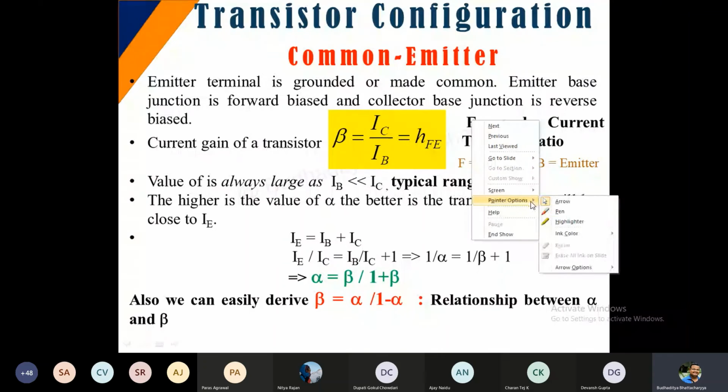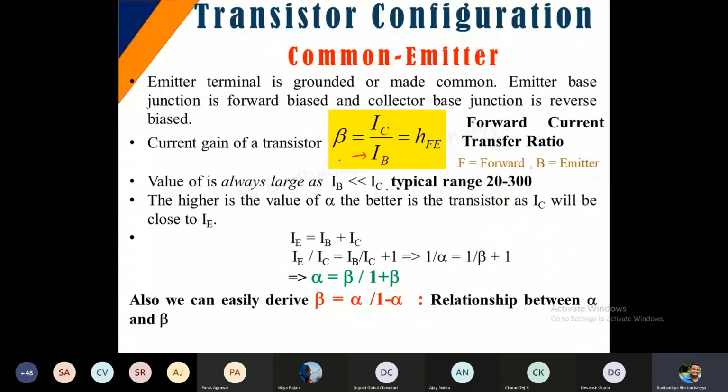So again, the same rule applies. Based on the circuit, the input is this and the output is this. We take the ratio of output current to input current and we get the current gain under a common emitter configuration. That's the only catch. If it is a common base configuration, you have to choose alpha. If it is a common emitter configuration, you have to choose beta. IB into beta will be equal to IC. So for a common emitter configuration, your IC will be beta IB. It's a factor that is given.